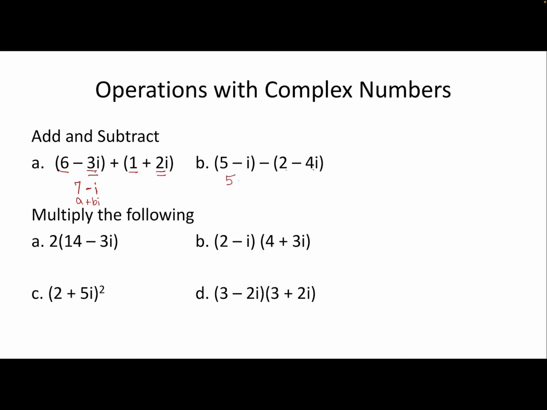Next, if we're subtracting, we have to remember that we're subtracting both the real and the imaginary part, so it may be easier to call this 5 minus i minus 2 plus 4i, distributing that negative to both. 5 minus 2 is 3, our real part.